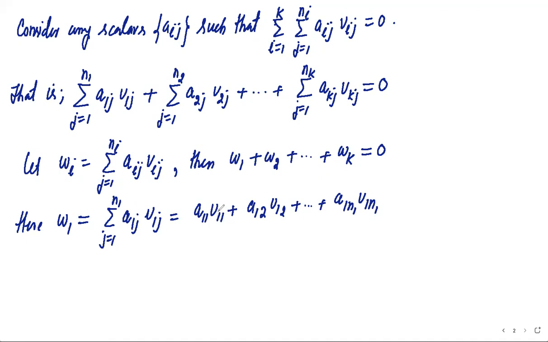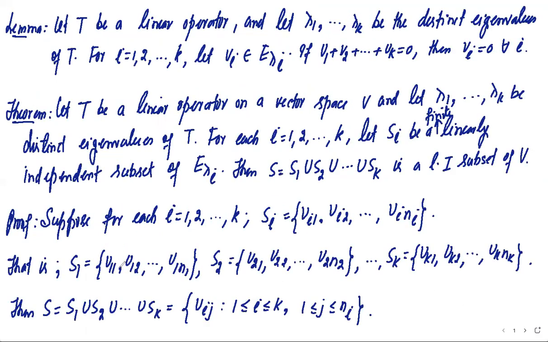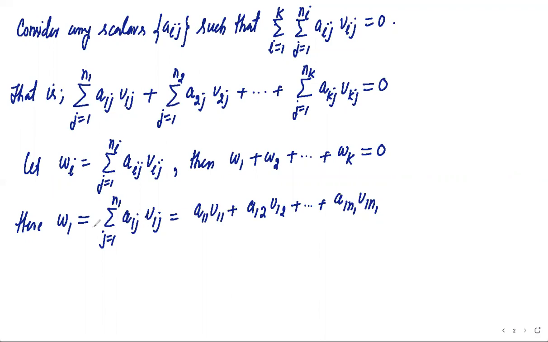So now let's have a look. What are these vectors? v11, v12, v1n1. Now this is v11, v12, v1n1. So they are the vectors from S1. So this means that this w1 belongs to the eigenspace corresponding to lambda 1, because this v11, v12, v1n1 is a linearly independent subset from the eigenspace of lambda 1. So this w1 belongs to the eigenspace corresponding to lambda 1.